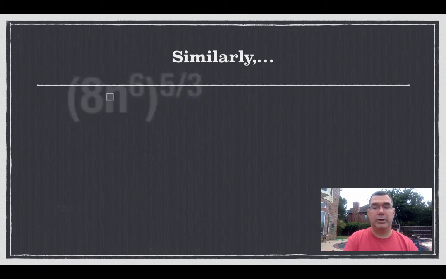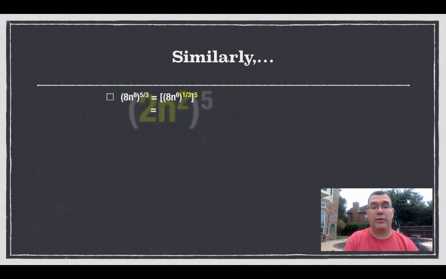All right. Similarly, if I have 8n to the 6 being raised to the 5/3, what I'm going to do is take 1/3, put it inside some parentheses, or square brackets in this case, and then take that numerator of 5 and put it outside the square brackets, working with the denominator first and then the numerator. So if I have 8n to the 6 to the 1/3, then 8 to the 1/3 is 2, n to the 6 to the 1/3. Remember, I'm multiplying those exponents, so 6 times 1/3 is 2. So I have 2n to the 2 inside the parentheses.